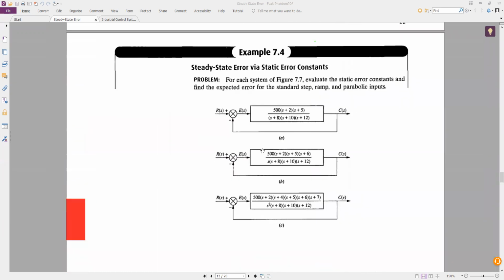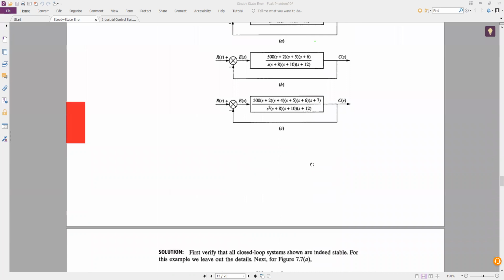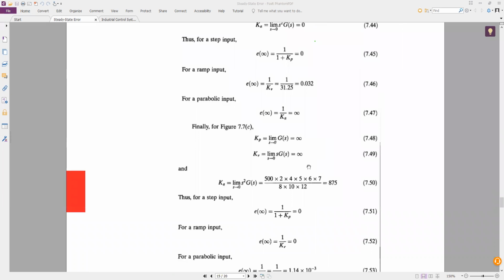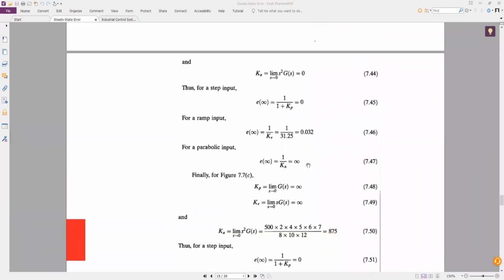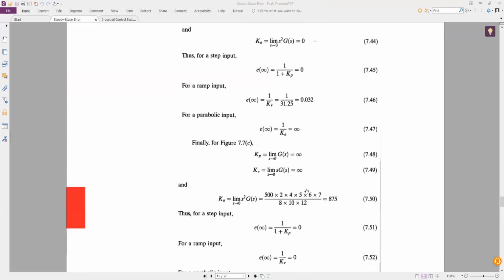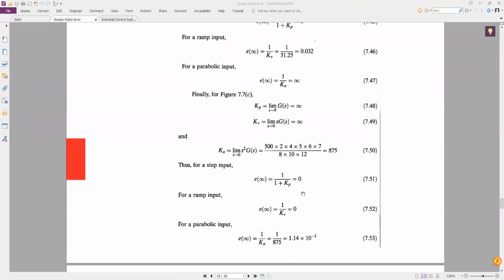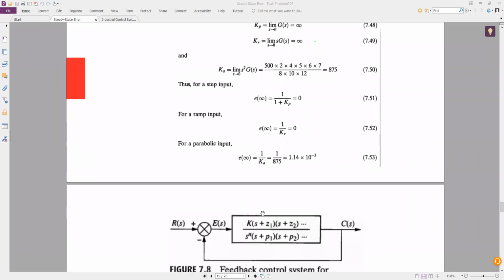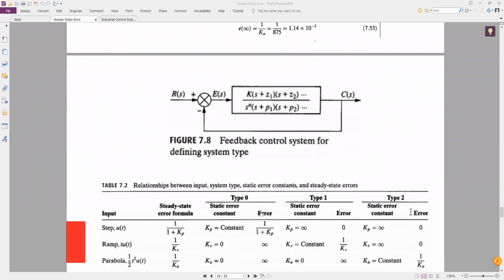Now look at the figure. For the third one, Kp, Kv, Ka, the Ka has a value. So if Ka has a value, then the parabolic input has a finite error. An error will be there for the parabolic input; in other cases there is no error. Okay, it is not difficult, it is a simple one. Just take a look at this and solve it.